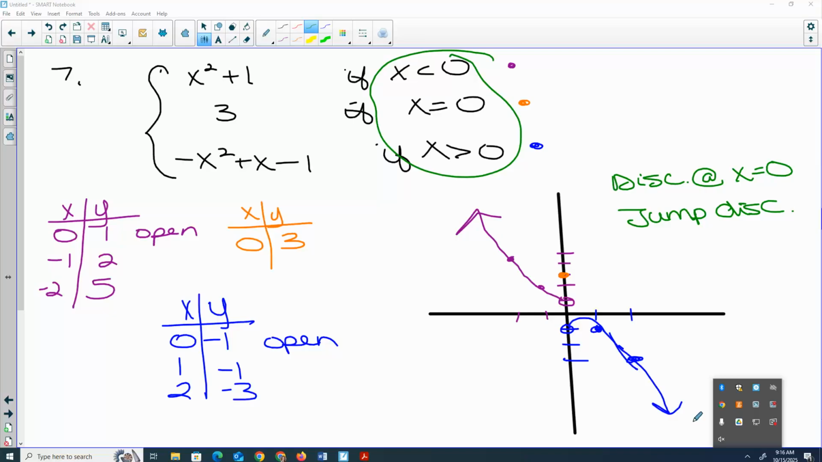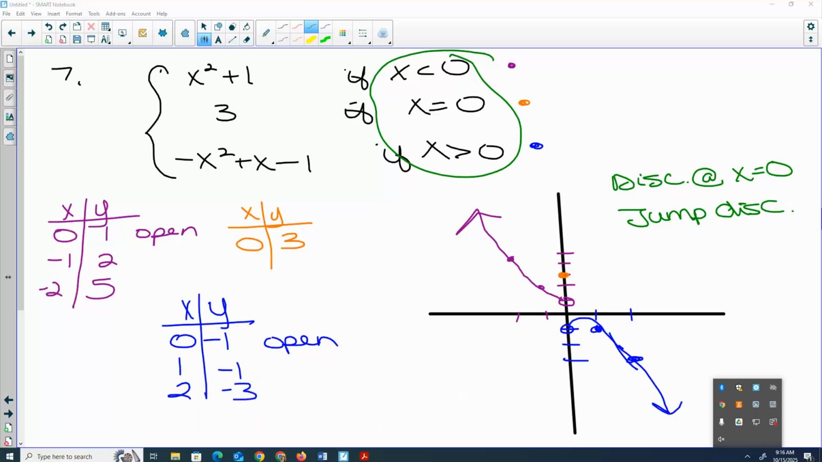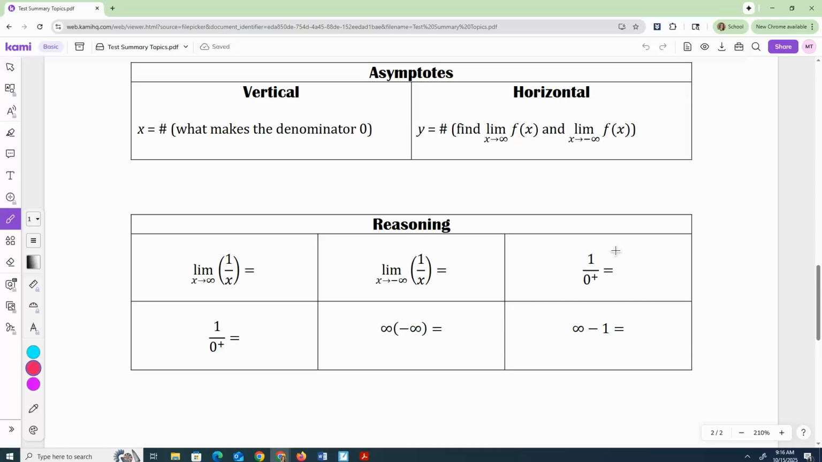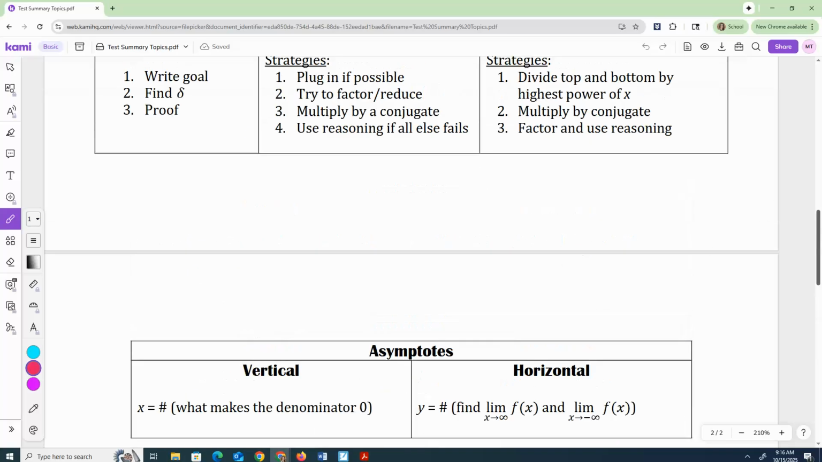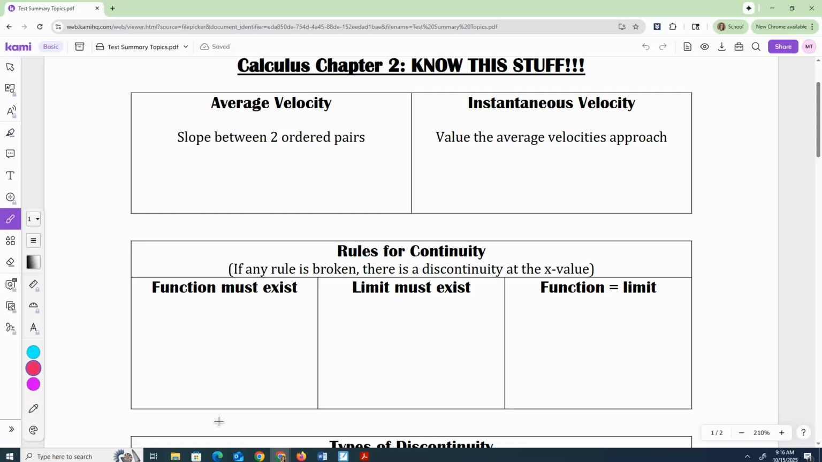So I've tried to put all the stuff we need to know together because it gets confusing if I'm asking average versus instantaneous velocity, the types of discontinuity versus the rules of discontinuity. So I tried to create one page that would summarize everything for you. So let's go through this. Very first thing on here, knowing the difference between average and instantaneous velocity. Average velocity is the slope between two ordered pairs. How do we find slope?